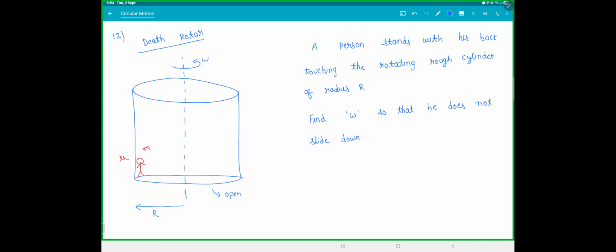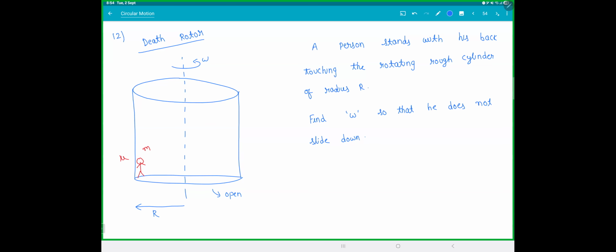But is the scenario clear, everyone? What is happening now? See, for you to understand the problem, you have to scare a kid. So this is your death rotor. A standard equation, but yeah, you got the idea what is happening. So let's see how to do this.